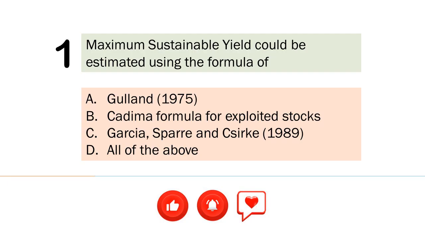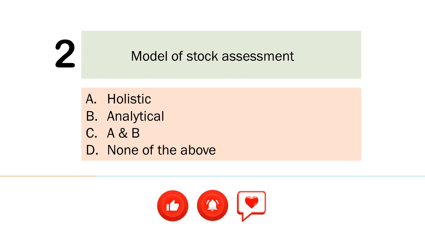Question number 1. Maximum sustainable yield could be estimated using the formula of A. Gulland, 1975. B. Kadima formula for exploited stocks. C. Garcia, Spar and Cheserk, 1989. D. All of the above. The correct answer is letter D. All of the above.